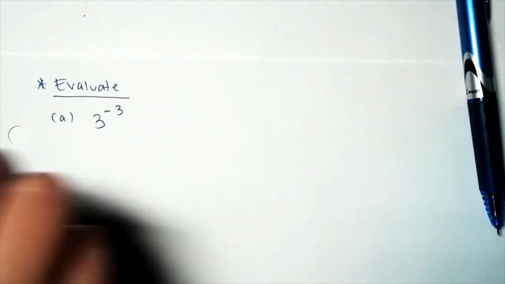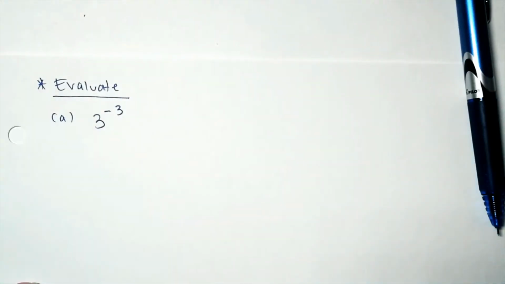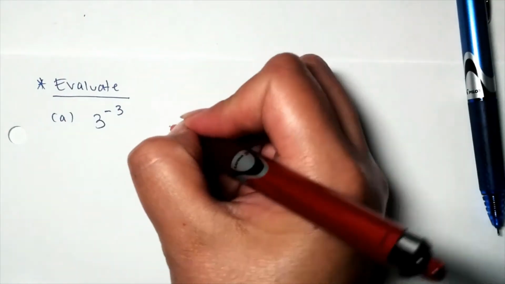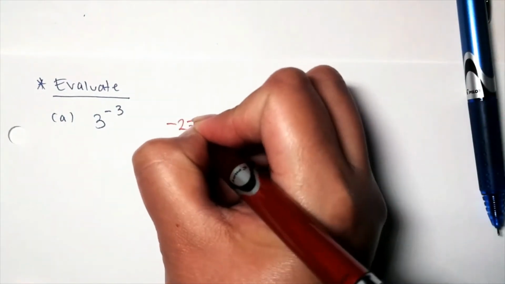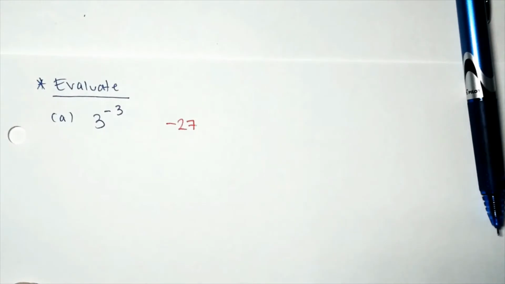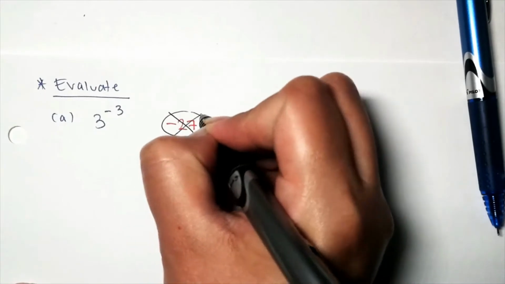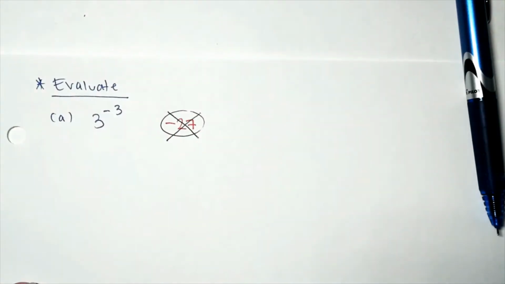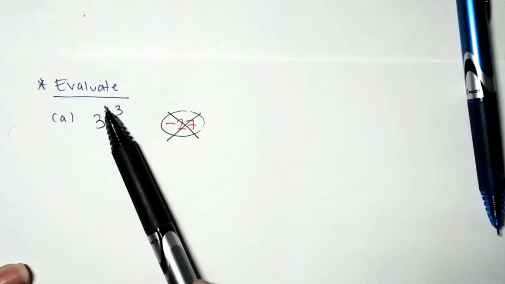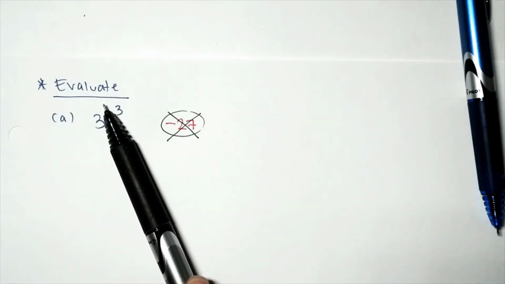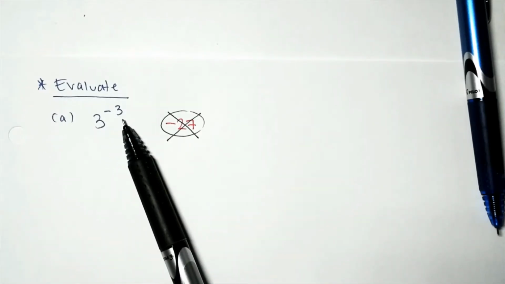I'm going to tell you what the answer is not. The popular answer is negative 27. If you got that, let's explain why that's not it. If the problem was just 3 to the 3rd, it's like, oh, I'm a genius, 27. But I don't know how to evaluate when we have a negative power. So what am I going to do? I'm going to fix it so it has a positive power.